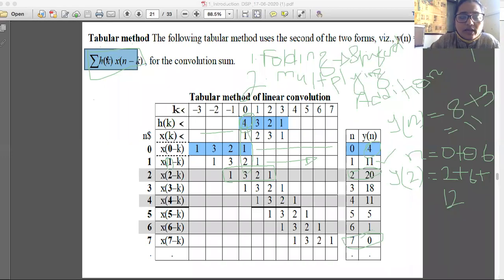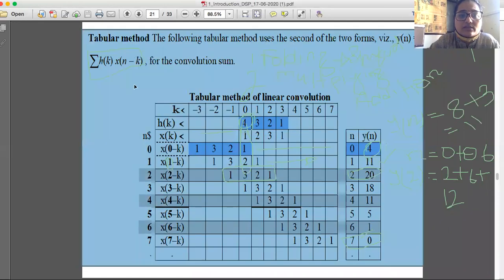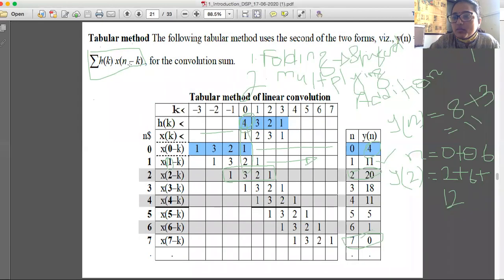The formula which we have taken for calculation of convolution is h of k into x of n minus k. It suggests that the second sequence, what is my second sequence? x of n minus k. This is my second sequence, x of n minus k. What am I supposed to do? I am supposed to perform the operation with the second sequence. Here in this case, I have considered the second sequence as the input sequence. So what operations are we performing on the second sequence?